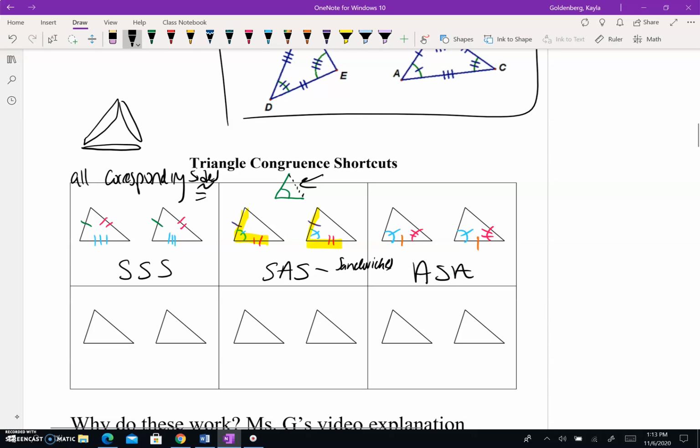And then this one was a little different. This one, remember we talked about together, if you have a specific angle, followed by a specific side length, followed by another specific angle, maybe it's a little bit bigger, right?